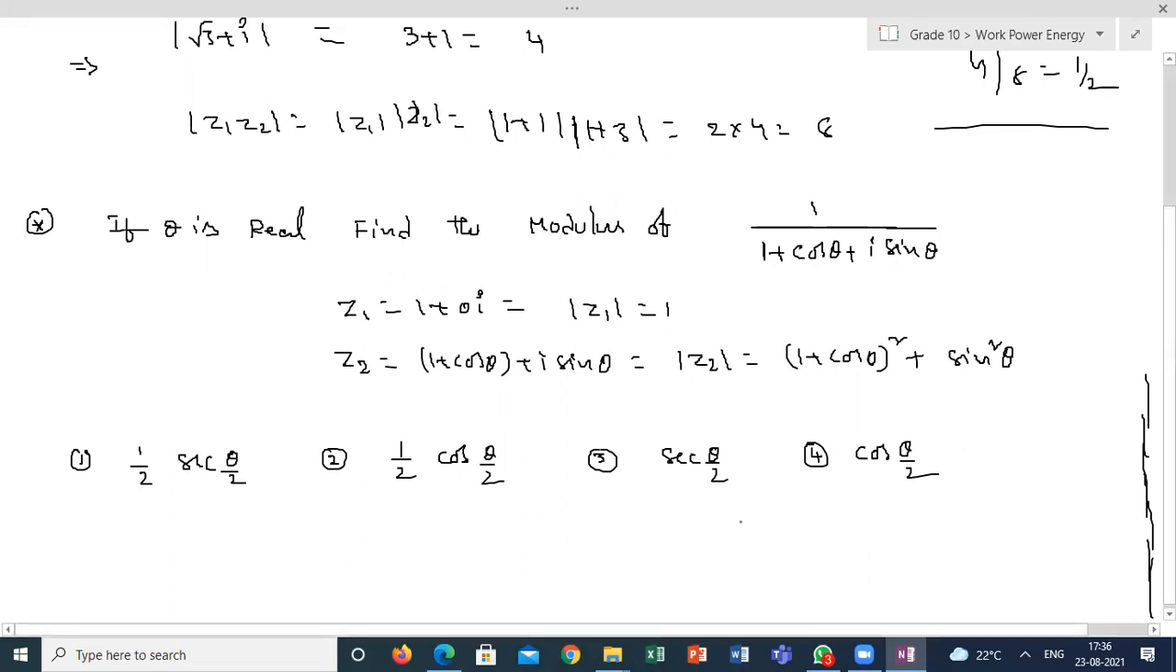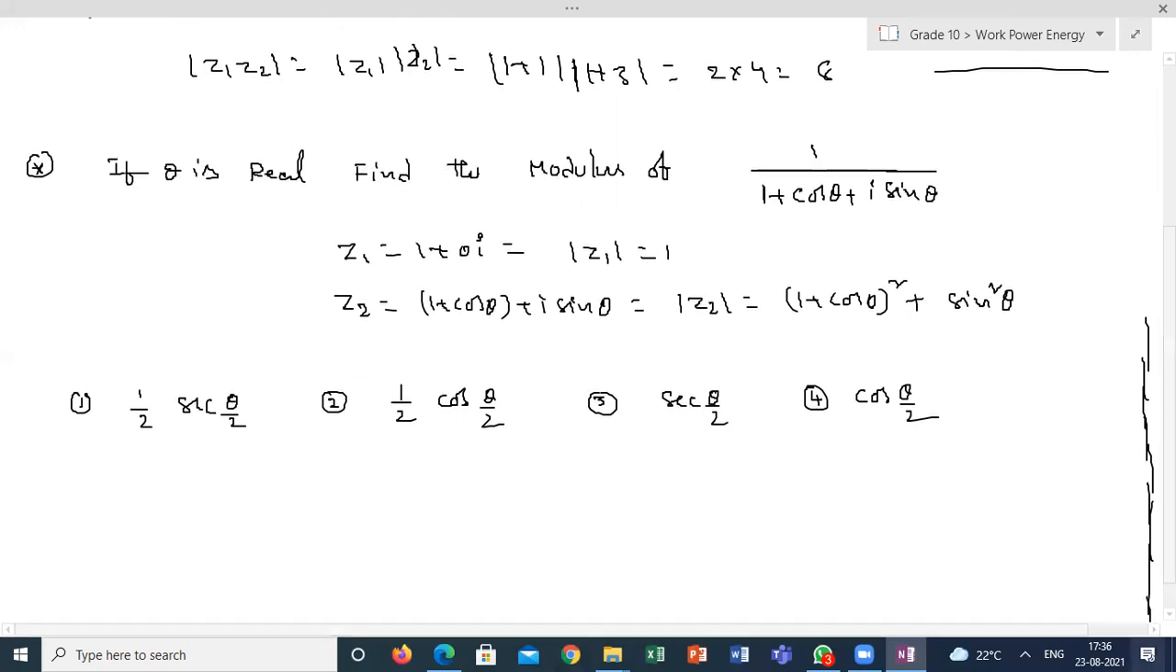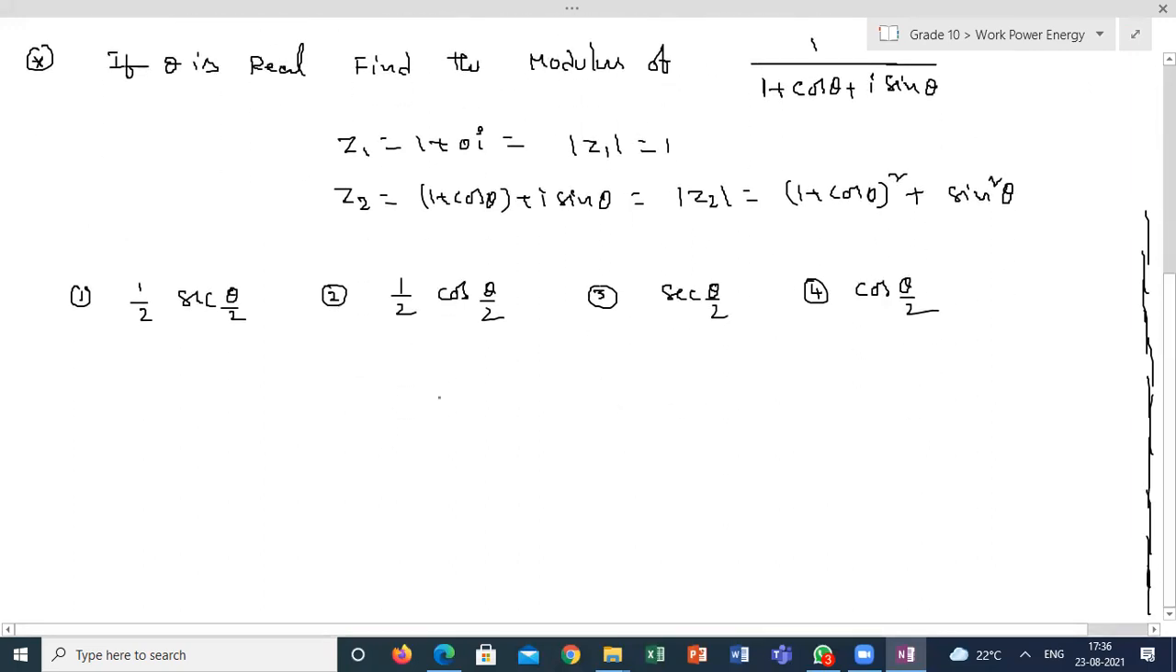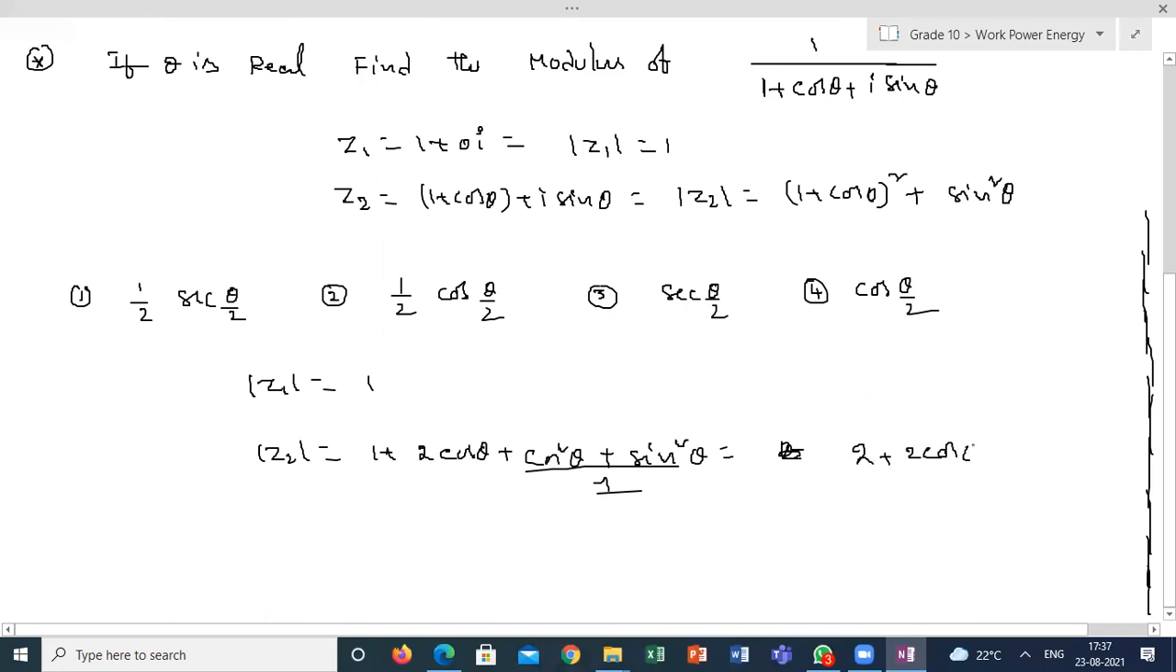Madhumita: Sir, do we have to use any transformation formula here? Why, is it required? See, modulus of Z1 is 1. What is the modulus of Z2? 1 plus 2 cos theta plus cos square theta plus sin square theta. This is 1 plus 1, which is 2. So what will I get? 2 plus 2 cos theta. If I take 2 common, 2 times (1 plus cos theta).